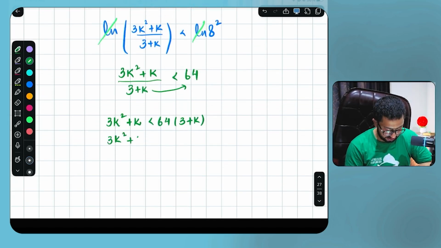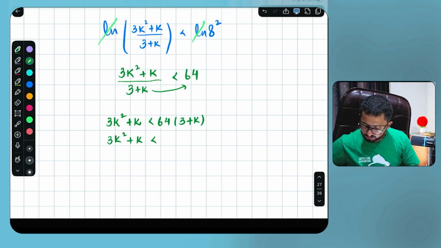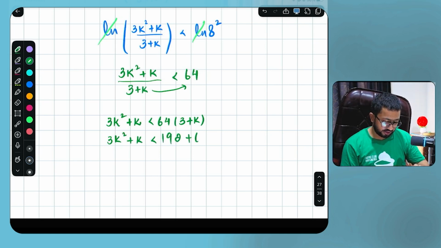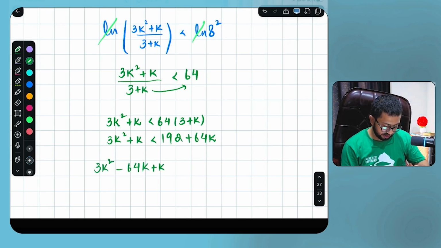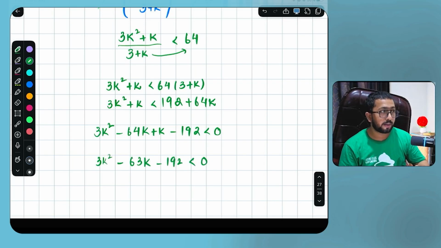3k square plus k is less than 64 times 3 plus 64k. Keep your eyes on the screen. Minus 64k minus 192 less than 0. So it will become 3k square minus 63k minus 192 less than 0 actually. So this is a quadratic inequality.